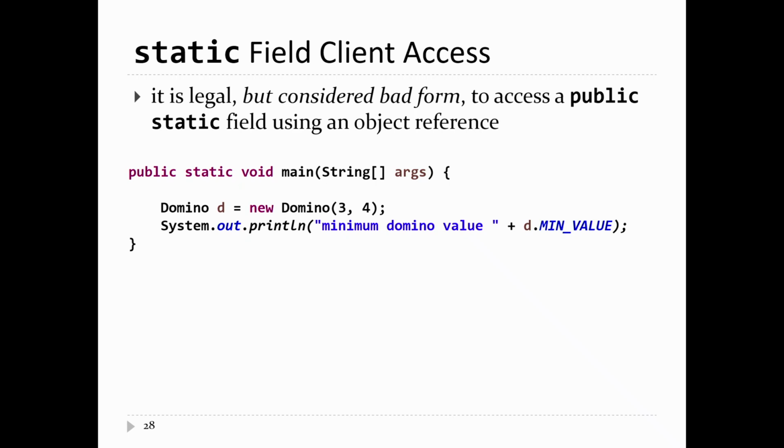It's not until they go and actually look at the documentation for the domino class do they realize that this is in fact a static field. So when you access a static field, use the name of the class. Why do you do that? It's so that your code communicates clearly to other Java programmers that the field is static and not non-static.